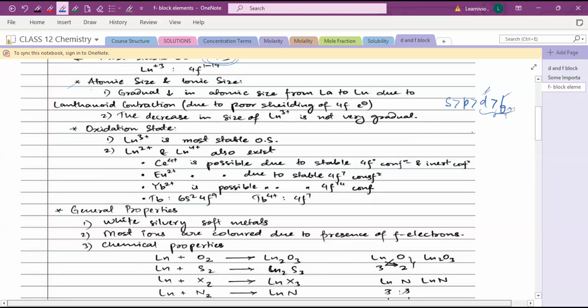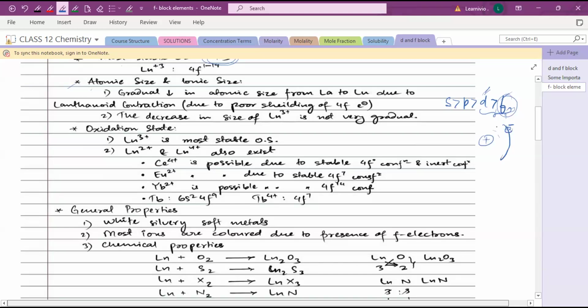The lanthanoid contraction occurs because before the d orbitals are completed, you start filling electrons in the f orbitals. Due to the poor shielding effect of the f orbitals, there is a reduction in the size of the atoms. The atomic size decreases due to the poor shielding effect. What happens is there is a greater force of attraction between the nucleus and the valence electrons.